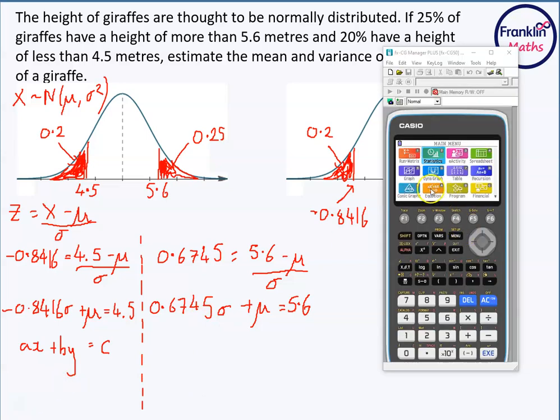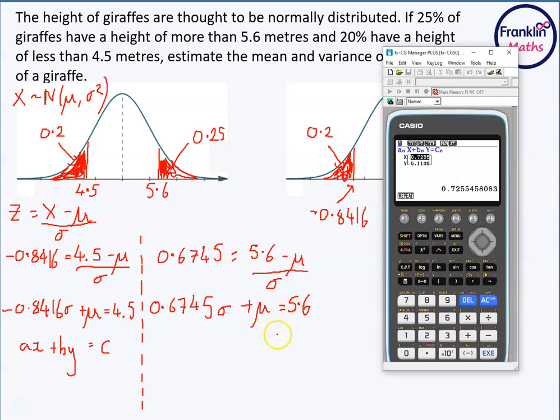Okay, so here's the calculator. I'm going to go down to equation. This is a simultaneous equation, so I'm pressing F1, and we've got two unknowns. So we've got minus 0.8416, one of those, and then 4.5 on that side. And then for this one, 0.6745, one of those again, and 5.6. Okay, and press solve.